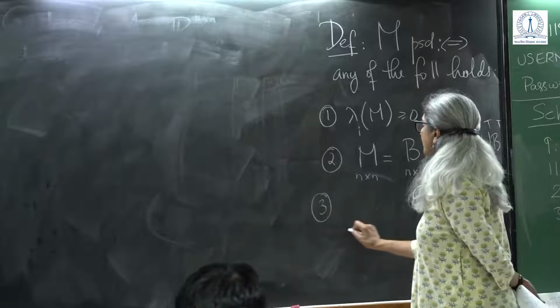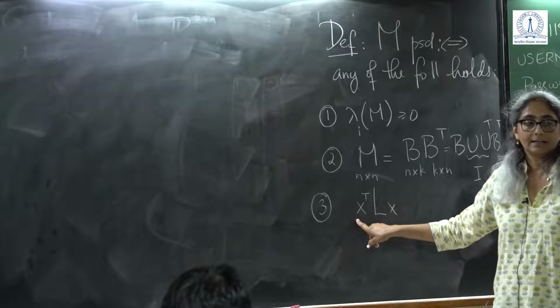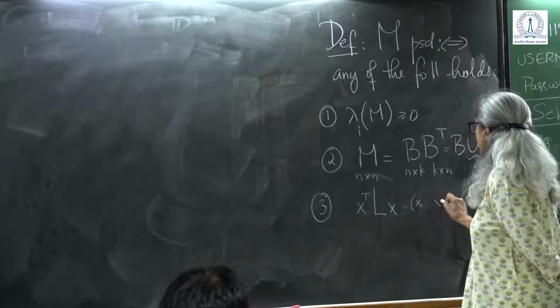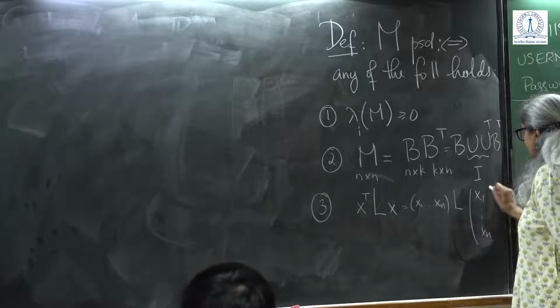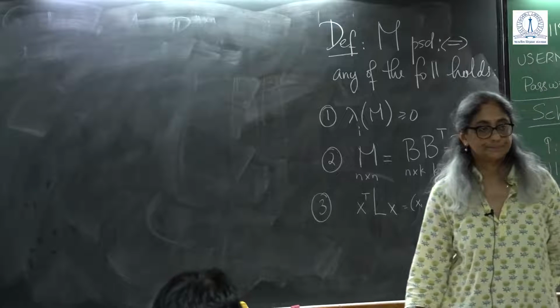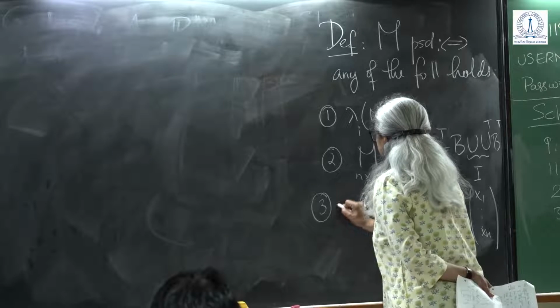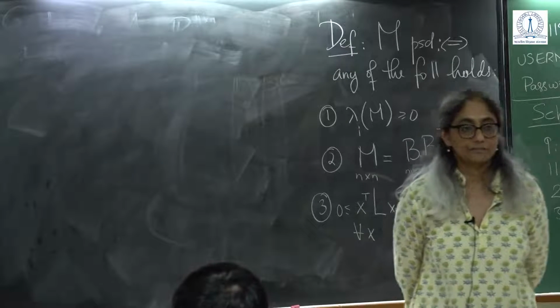And then another property is that if you take the quadratic form, so this x is a vector of x, this means x1 through xn times L times x1 through xn. This is the quadratic form of the matrix. So this is non-negative for all x. Okay, that's another definition of PSD.